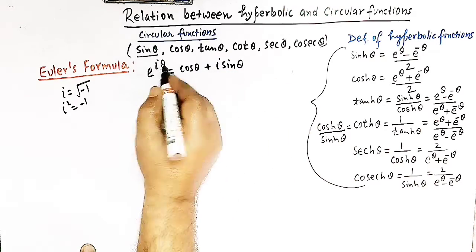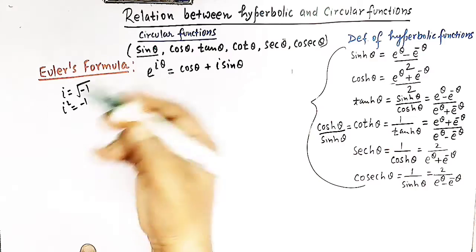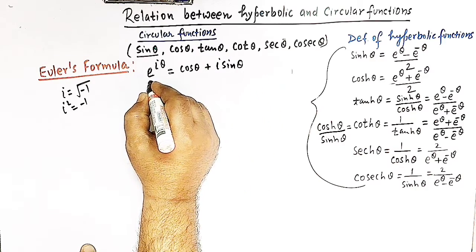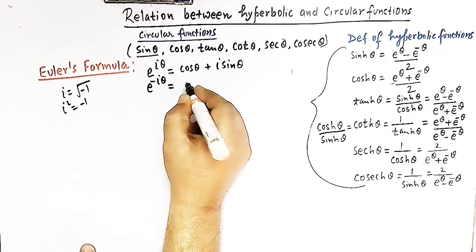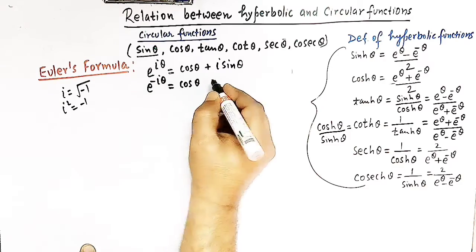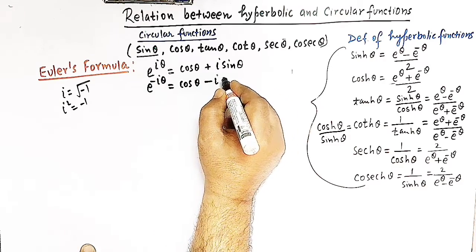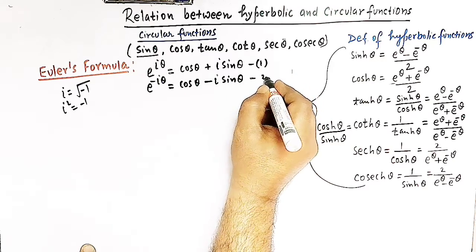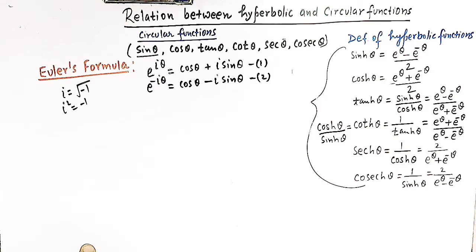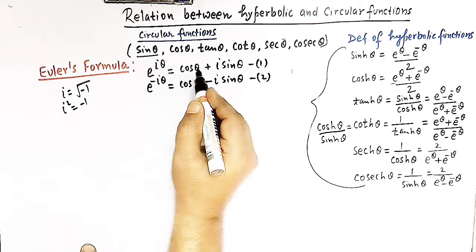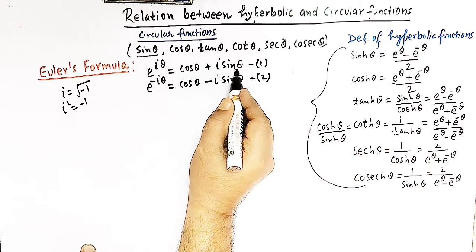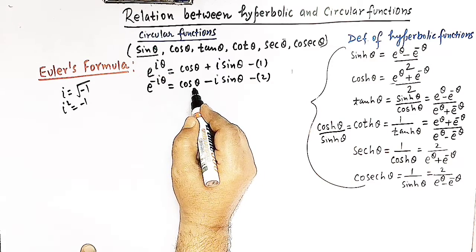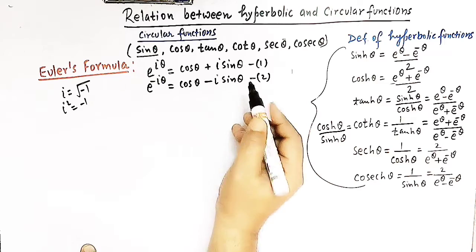So now if we replace this theta by minus theta, then this formula becomes e raised to minus i theta is equal to cos theta minus i sine theta. So we have these two important results to start with, right? So e raised to i theta is cosine theta plus iota sine theta, and e raised to minus i theta is equal to cosine theta minus i sine theta.